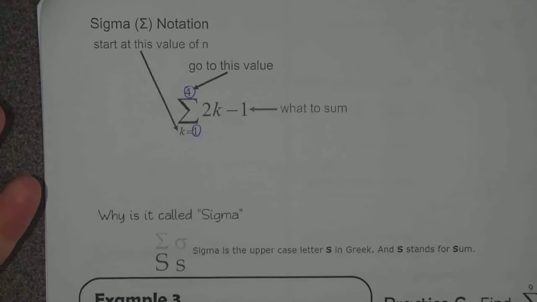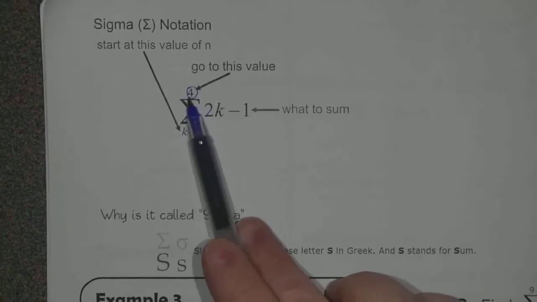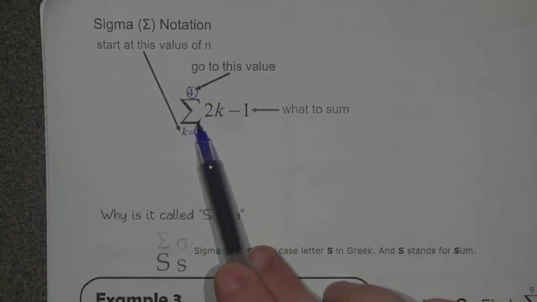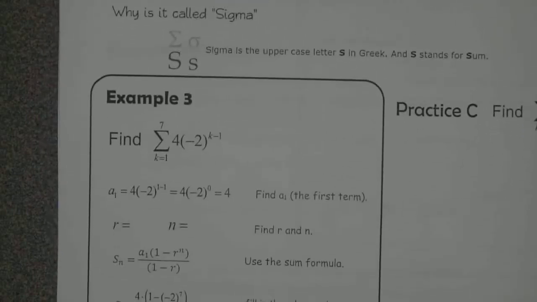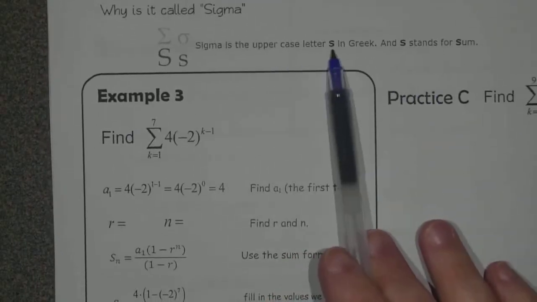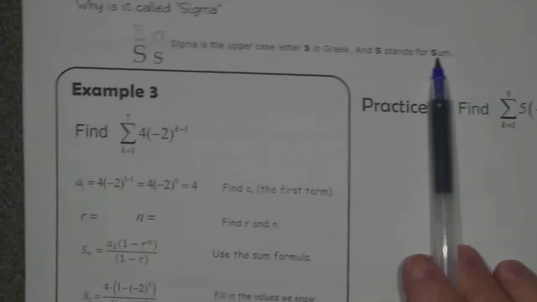So it's called sigma notation. It's really no different than what we've been doing. It just looks a little bit different. This, anybody know what sigma means? Sum. It's just the Greek word for sum. Yeah. So why is it called sigma? It's a letter in the Greek alphabet and it stands for sum.